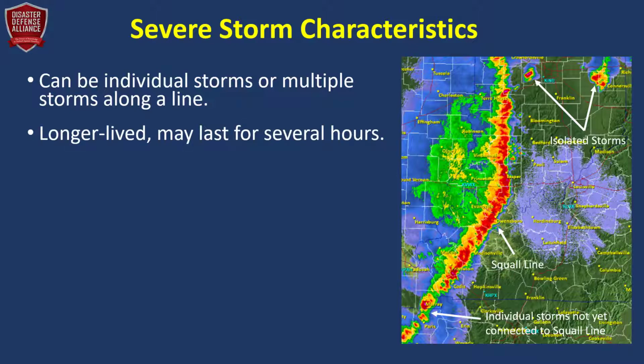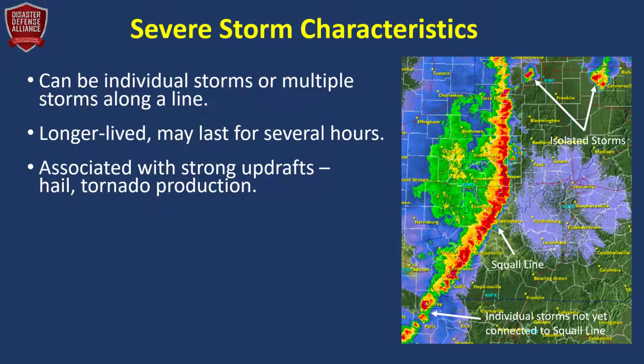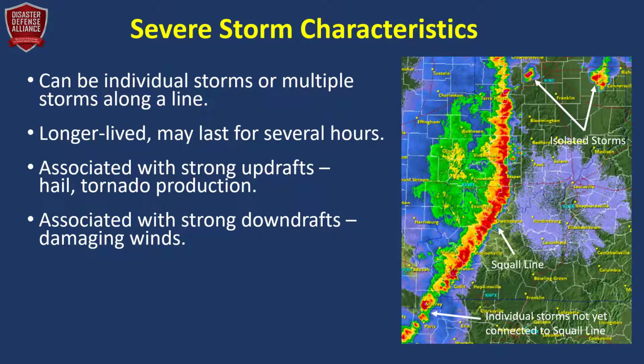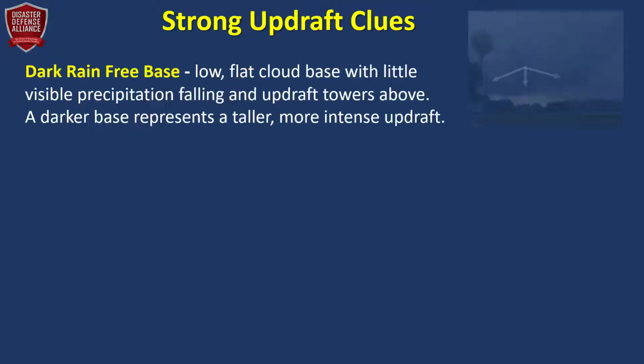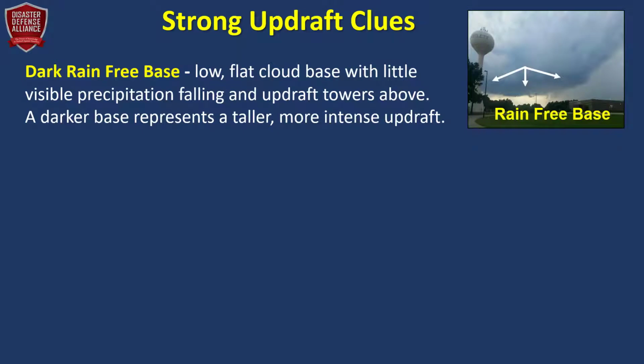Severe storms tend to have stronger updrafts and downdrafts, which are separated enough to allow the storms to last a longer period of time. Strong updrafts promote tornadoes and large hail, while strong downdrafts tend to promote damaging winds. What sky clues can you look for that tell you that you're dealing with a strong updraft? One clue is a dark, rain-free cloud base.